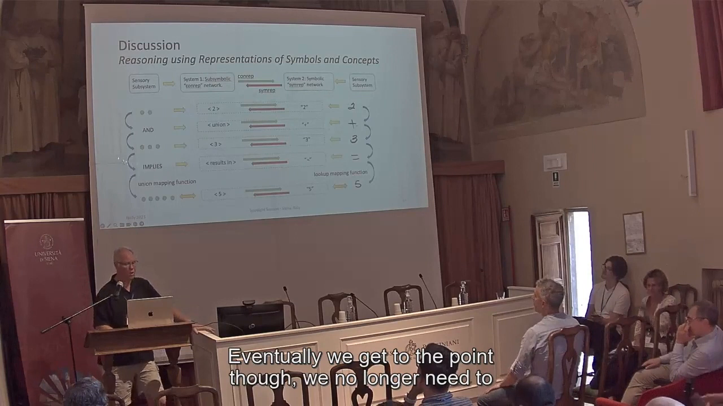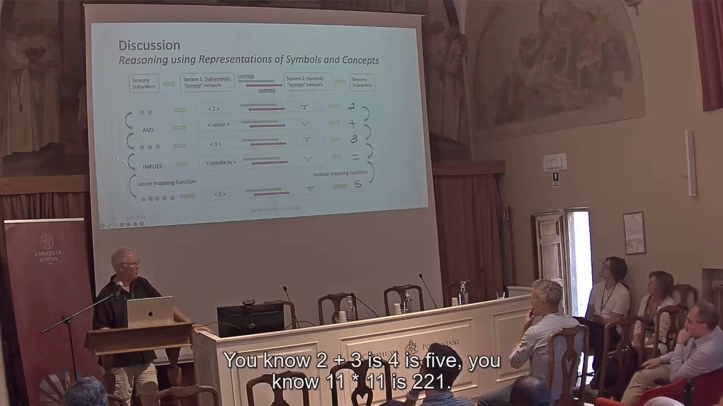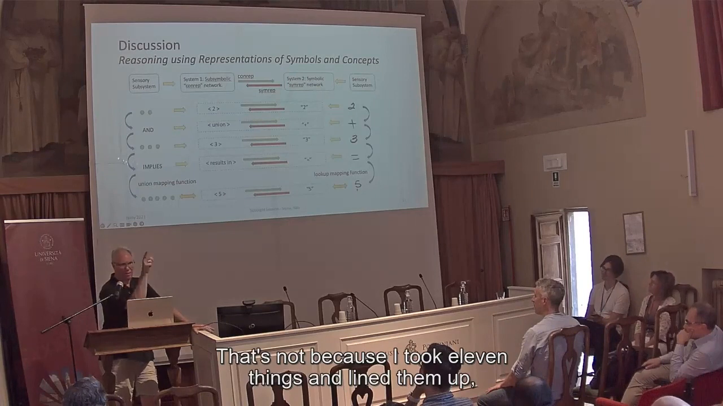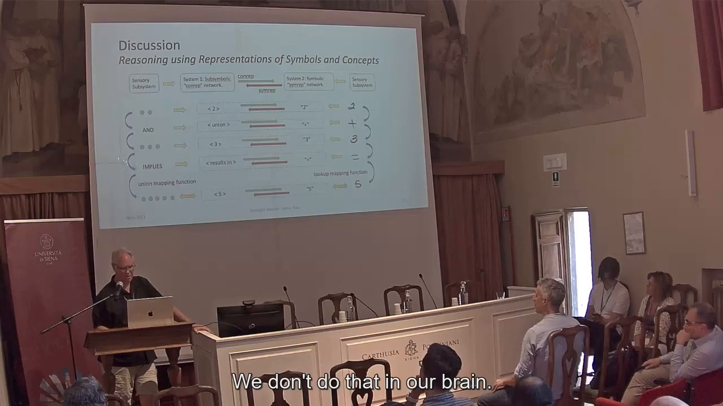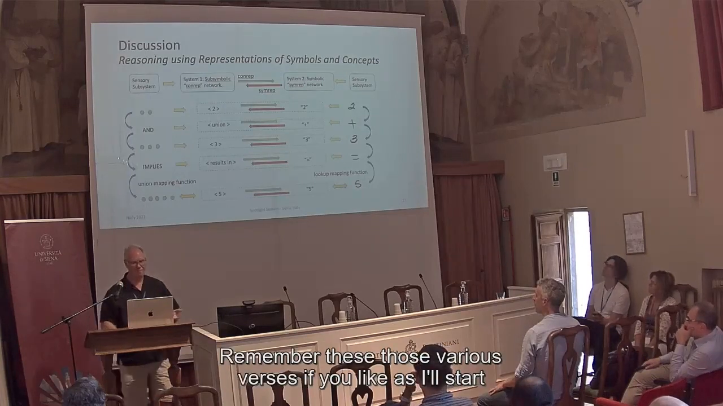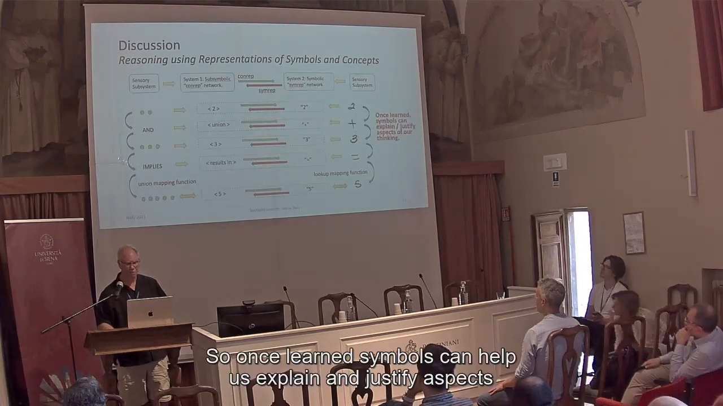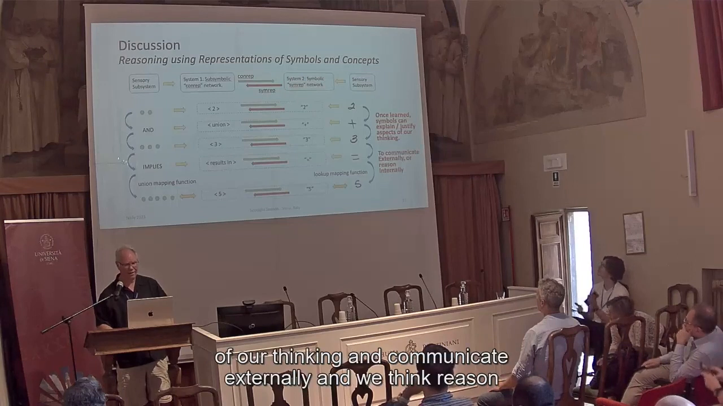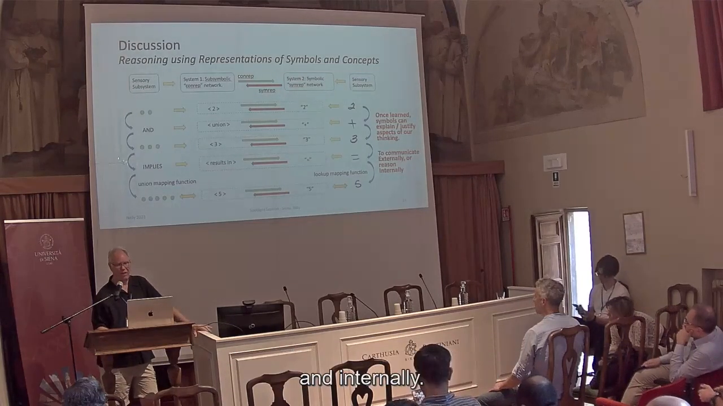Eventually, we get to the point, though, where we no longer need to visualize things in this way. We just have lookup tables. You know, 2 + 3 is 5. You know, 11 times 11 is 121. That's not because I took 11 things and lined them up and counted them. We don't do that in our brain. Remember those various verses, if you like, as I'll start calling them songs. So once learned, symbols can help us explain and justify aspects of our thinking and to communicate externally, and we think reason internally.